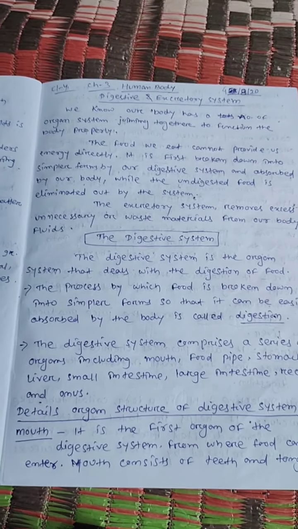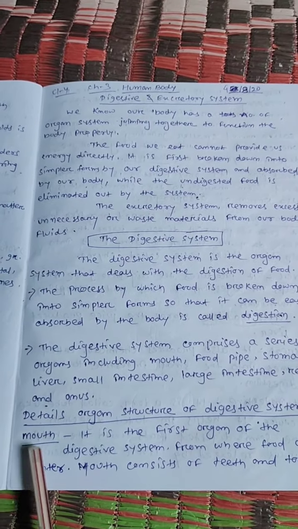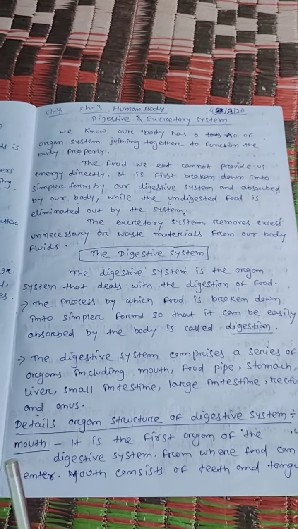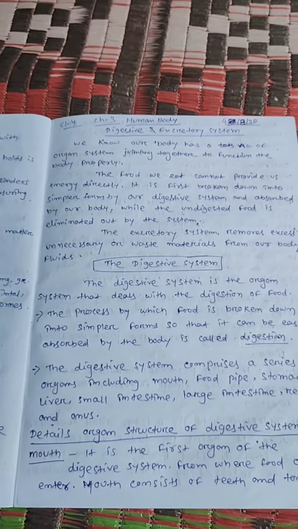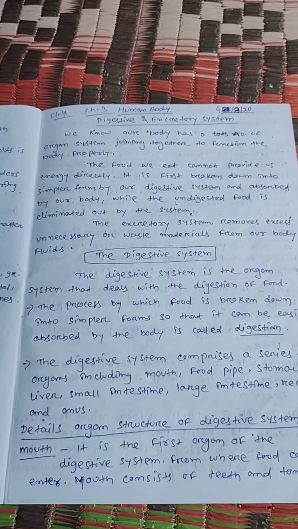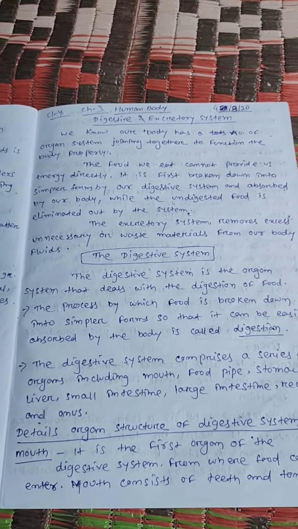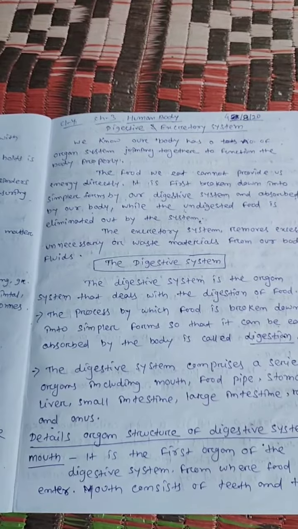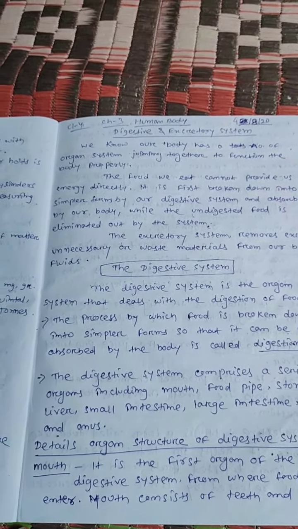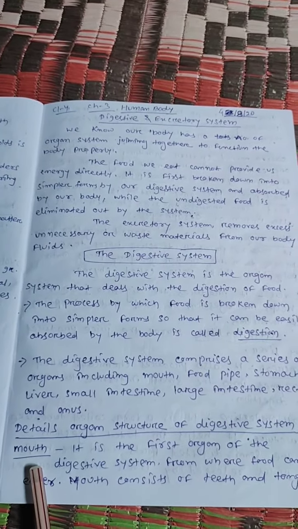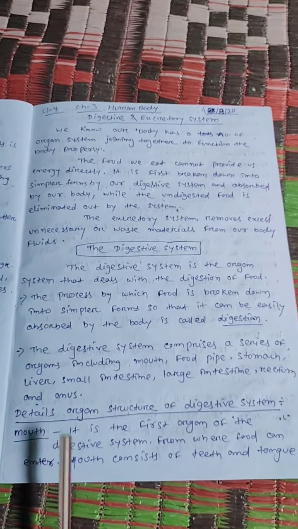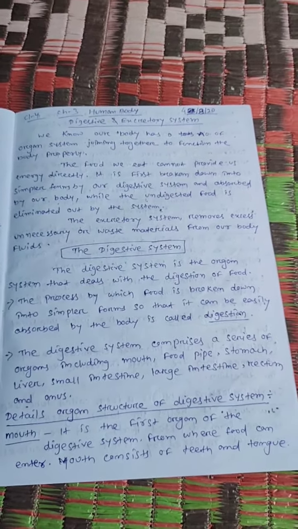So we have to discuss the details of the organ structure of the digestive system. Here is the first step, mouth. Students, when we smell something like tasty food, digestion already starts by the release of saliva inside our mouth. So here is the mouth. It is the first organ of the digestive system, from where food is eaten and enters.